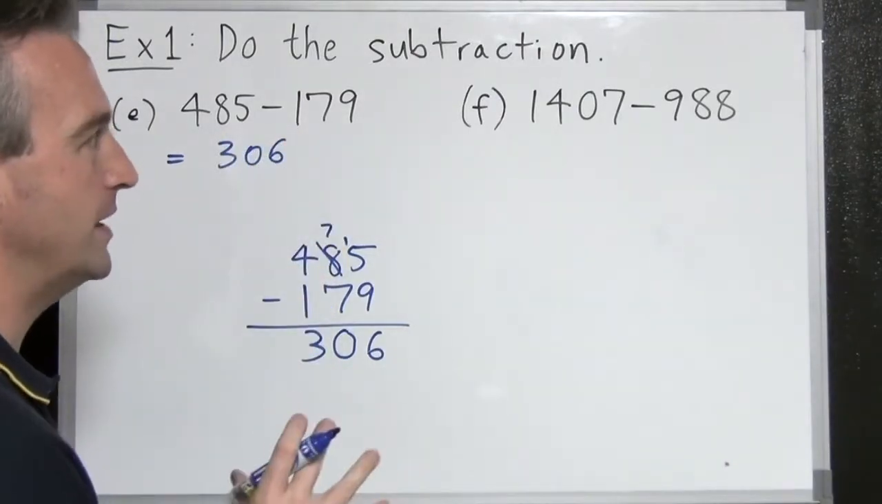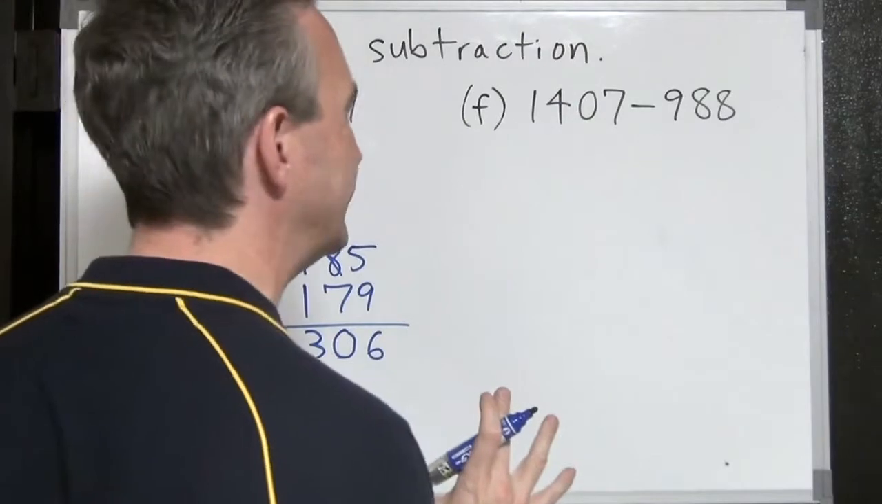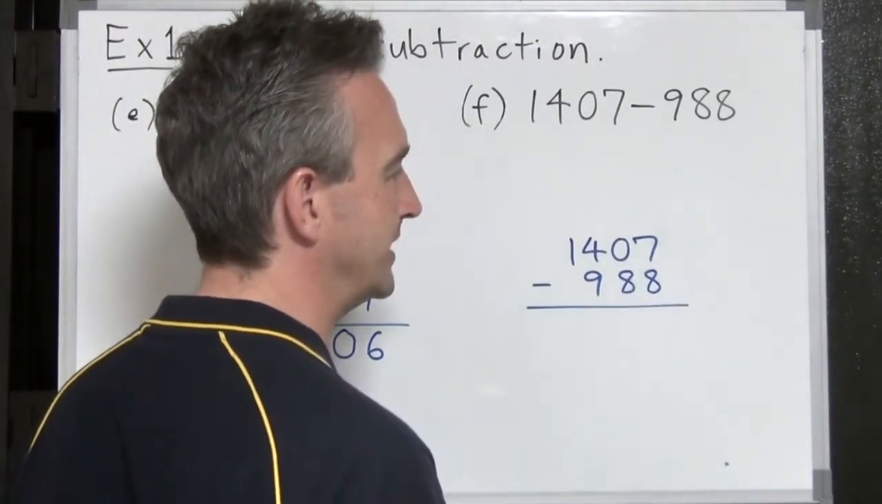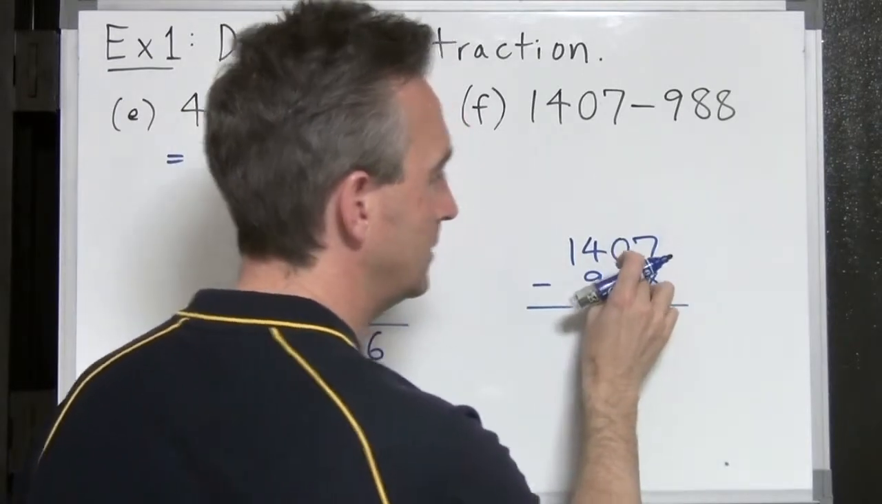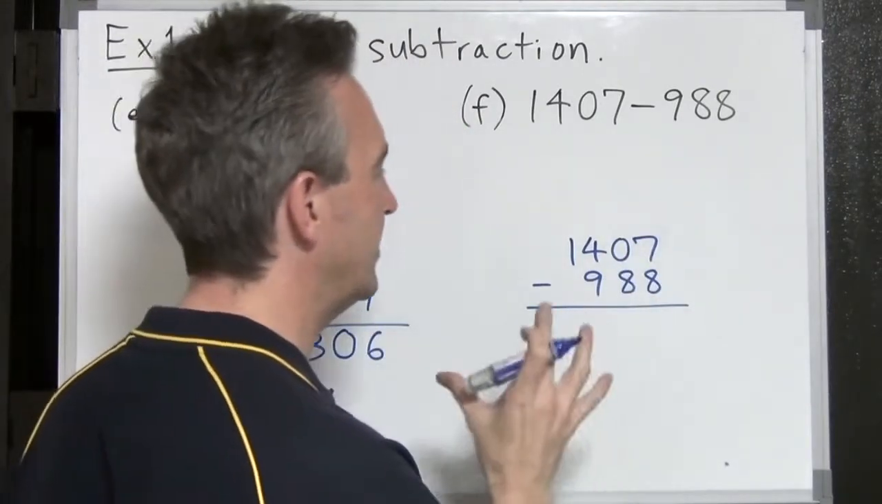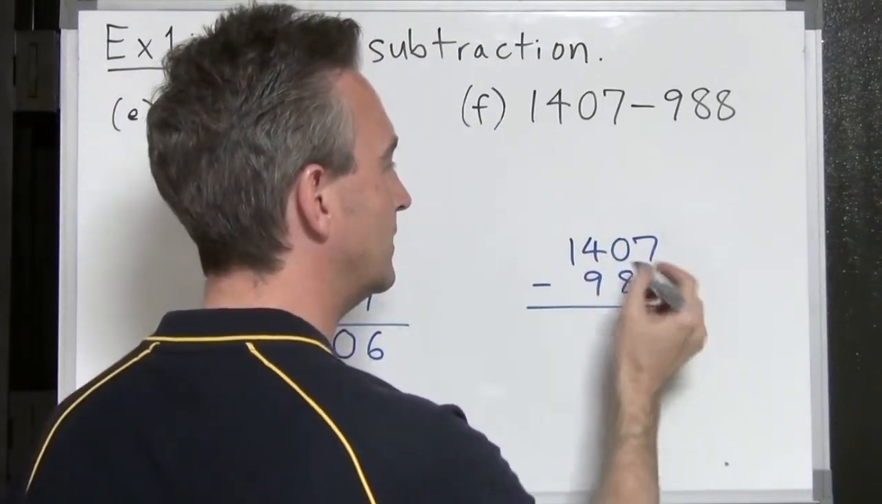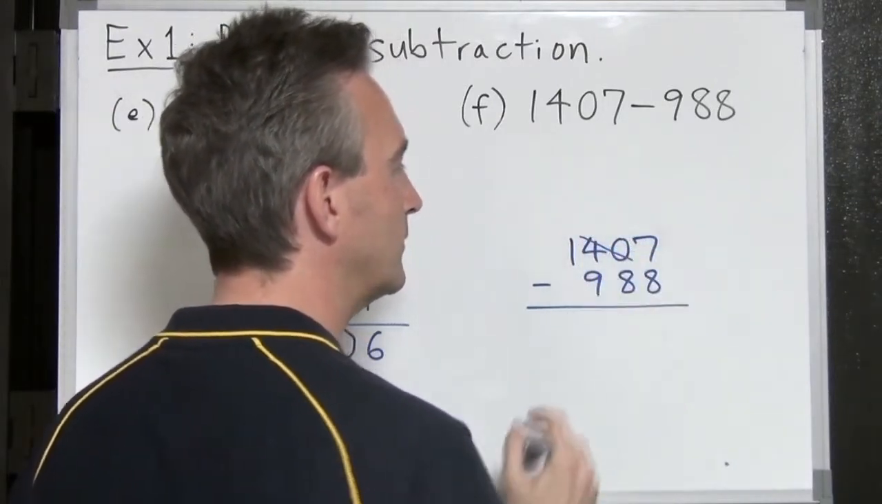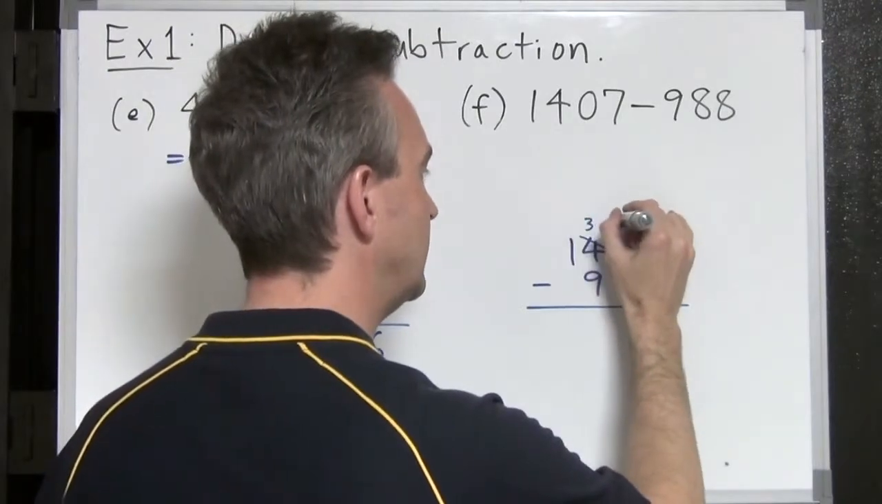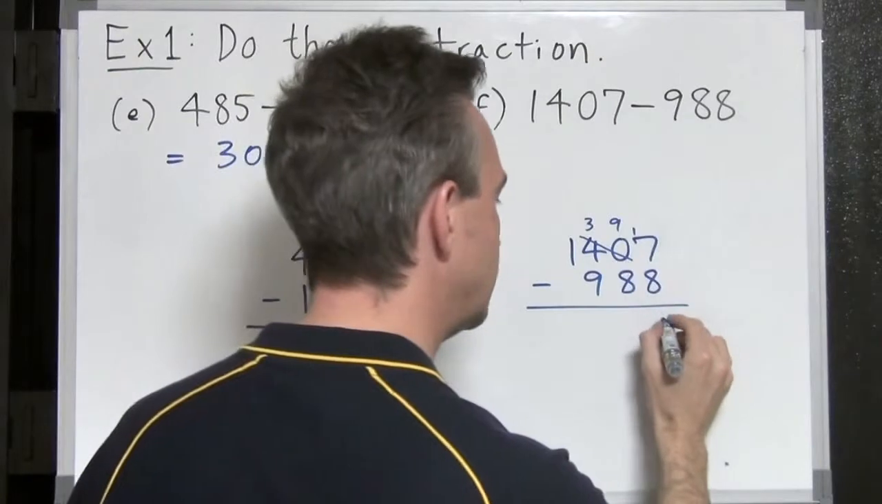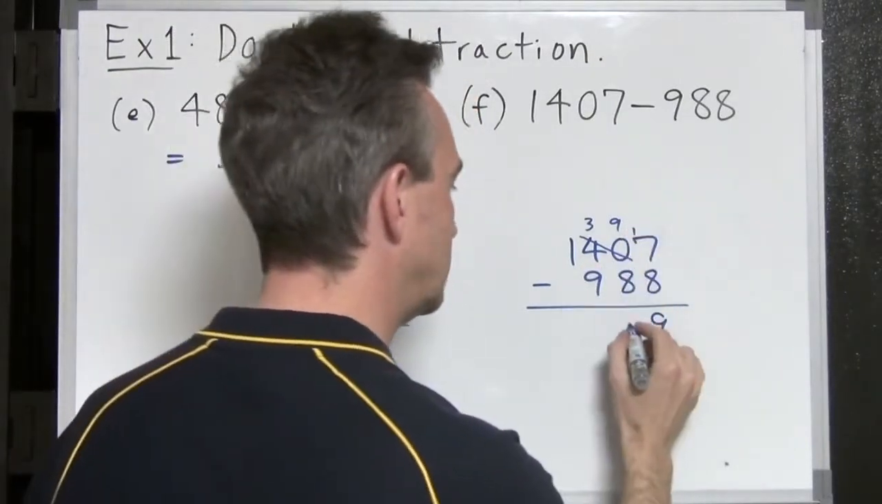F, last one, 1,407 minus 988. There it is, subtracting vertically. 7 minus 8 we can't do. Okay, we're going to have to take a 1 from here. Oh, this 0 doesn't have a 1. When this happens, we then think of 40, the whole 2 digits here. We're going to take away 1 from the 40, turning it into a 39, and give that 1 to the 7 now. 17 minus 8 is 9. 9 minus 8 is 1.